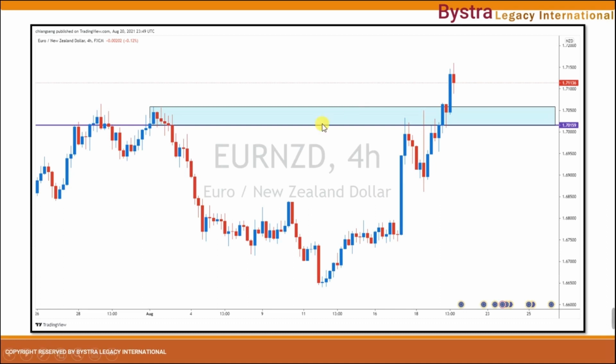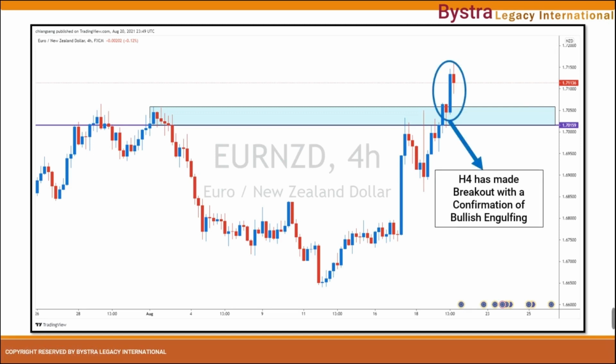This is a very good example where the price has already made a bullish engulfing outside of the zone, already showing the confirmation of rejection. At the same time, price has already broken the danger zone resistance of the daily time frame. As you can see here, I highlight one more time, the H4 has made a breakout with a confirmation of bullish engulfing.